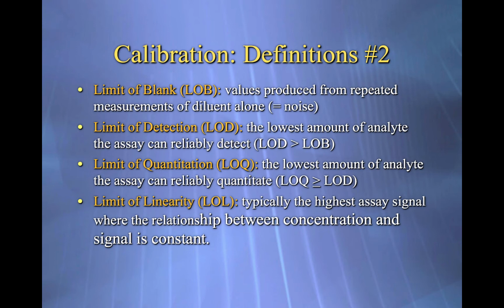That's the lowest amount of analyte that the assay can reliably quantitate. So if you ran the same sample over and over again, you get pretty much the same answer each time. And again, your limit of quantitation may be your limit of detection, or may be higher than your limit of detection. It depends on the assay. The limit of linearity then is the highest assay signal, the highest result that you can get out, where the relationship between the concentration and the signal is constant. Okay, that's the linear portion of the curve.